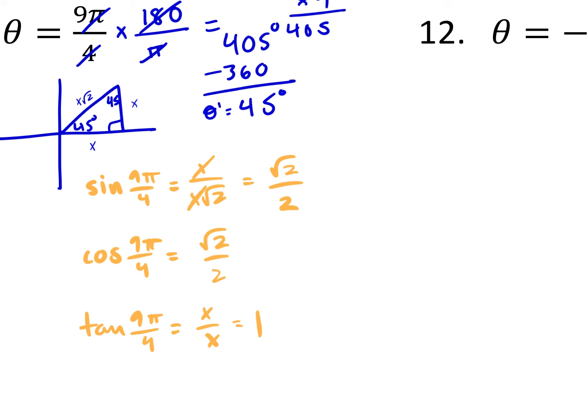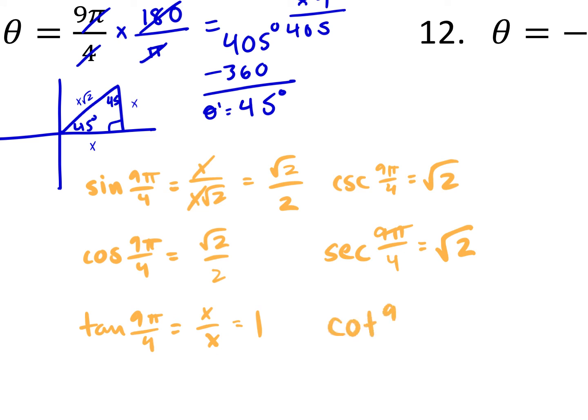Then we have our reciprocal functions. So cosecant of 9 pi over 4 would be square root 2, just square root 2. What is the secant of 9 pi over 4? Just square root 2. And then what is cotangent of 9 pi over 4? One. The reciprocal of 1, which is just 1.